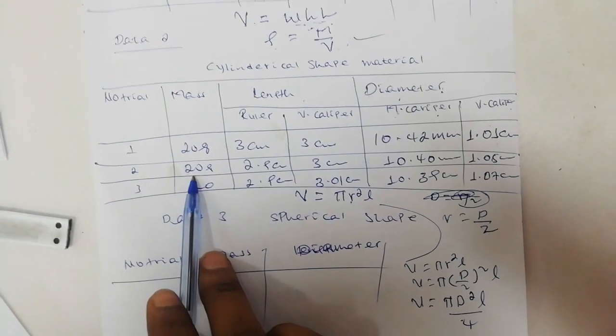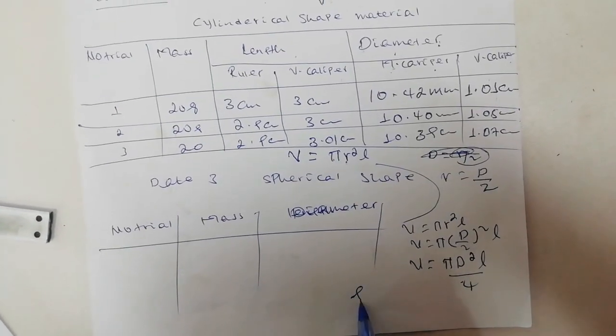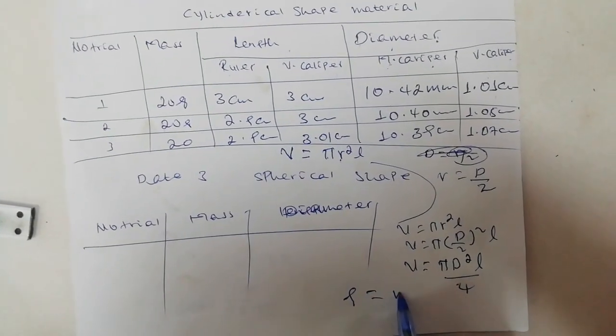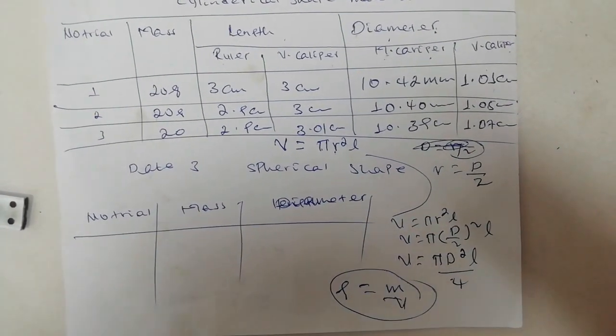From this data, we have the mass. Mass is constant. From this expression, density is equal to mass over volume. Simply, you can get the density.